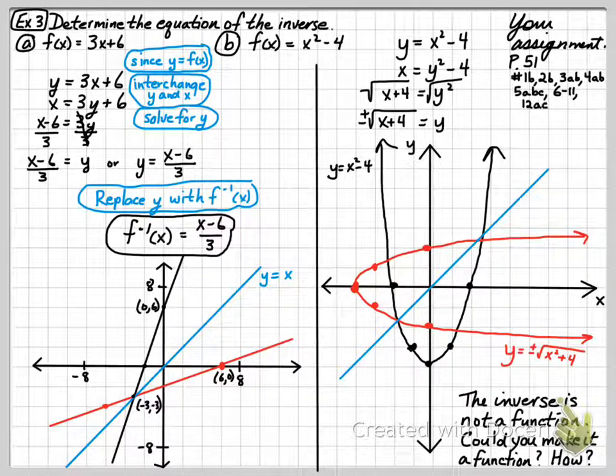So your assignment is page 51, number 1B, 2B, 3A and B, 4A and B, 5A, B, C, 6 to 11, 12A, C to 15, A and C. And that's it for chapter 4.